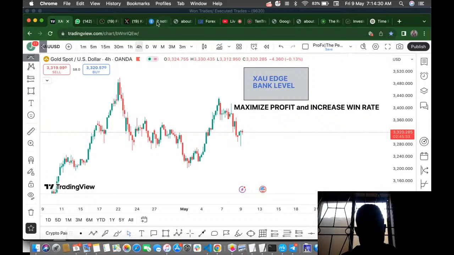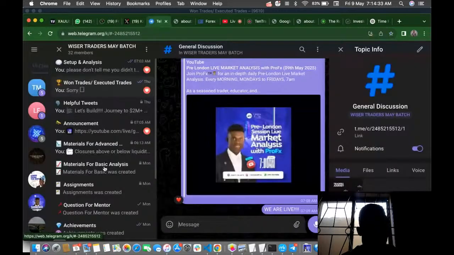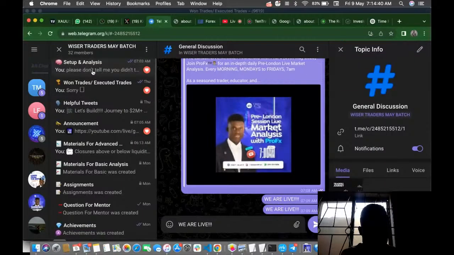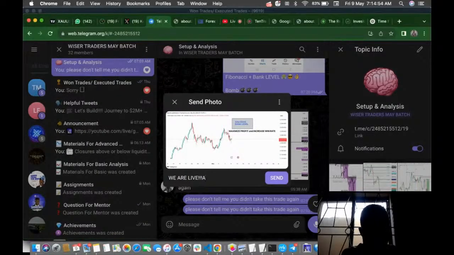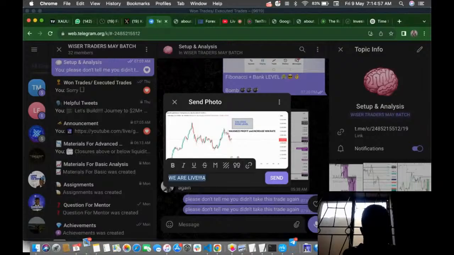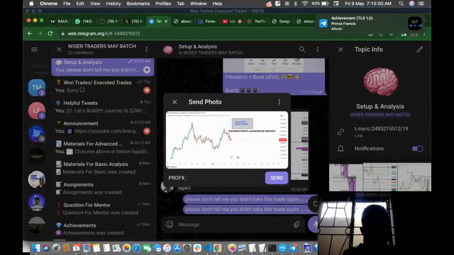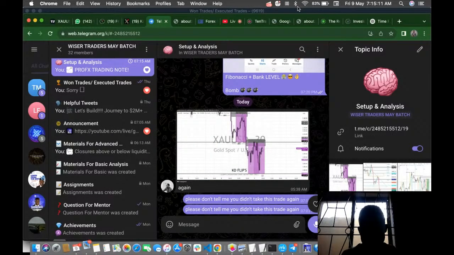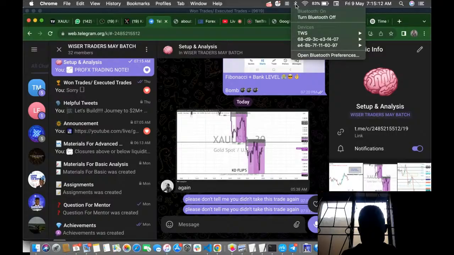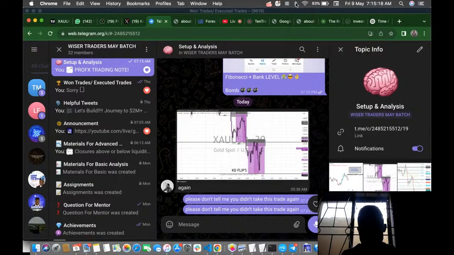Okay, so let's go. Bank level equals one cycle movement. You can put that in your notes. I categorize the bank level into two: the 1.0 and the 2.0.